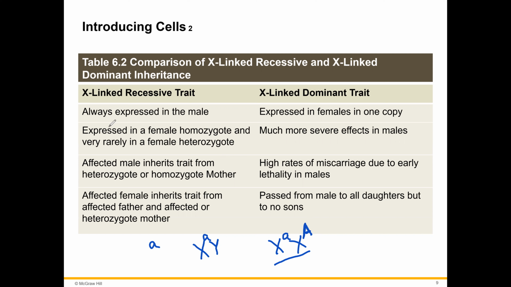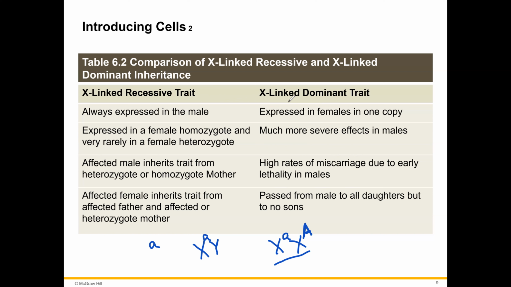Now, the X-linked recessive trait is expressed in homozygous females and very rarely in heterozygous females. An affected male inherits the trait from a heterozygous or homozygous mother. An affected female inherits the trait from an affected father and an affected or heterozygous mother. If it's an X-linked dominant trait, it's expressed in females in one copy. It has much more severe effects in males, with high rates of miscarriage due to early lethality in males, and passes from a male to all the daughters but to no sons.